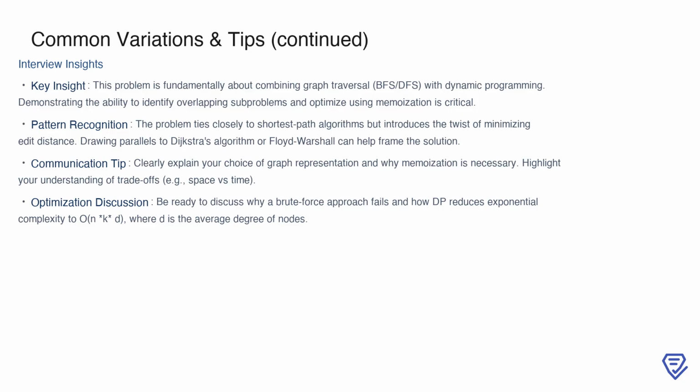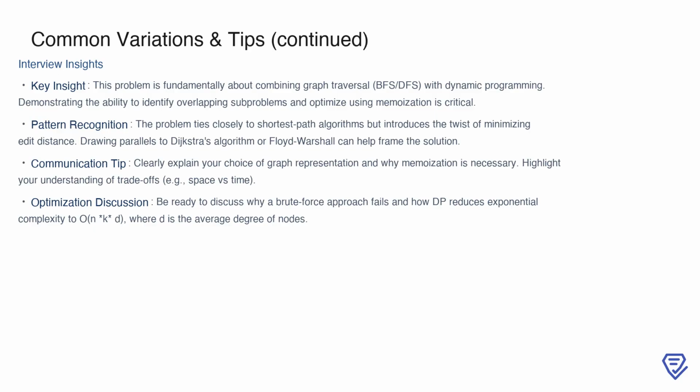At its core, this problem combines graph traversal techniques like BFS or DFS with dynamic programming. Being able to identify overlapping subproblems and optimize them using memoization is a crucial skill. Recognizing patterns can also be helpful. The problem shares similarities with shortest path algorithms but introduces the unique challenge of minimizing edit distance. Drawing comparisons to algorithms like Dijkstra's or Floyd-Warshall can provide a helpful framework for your solution.